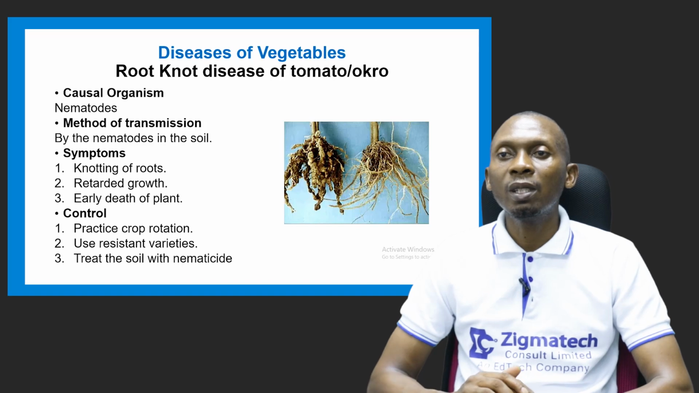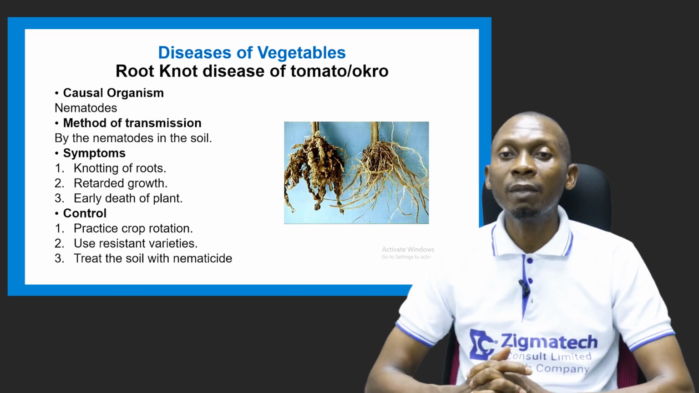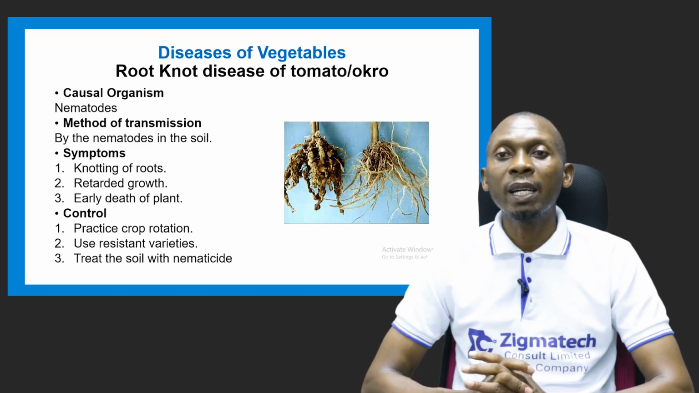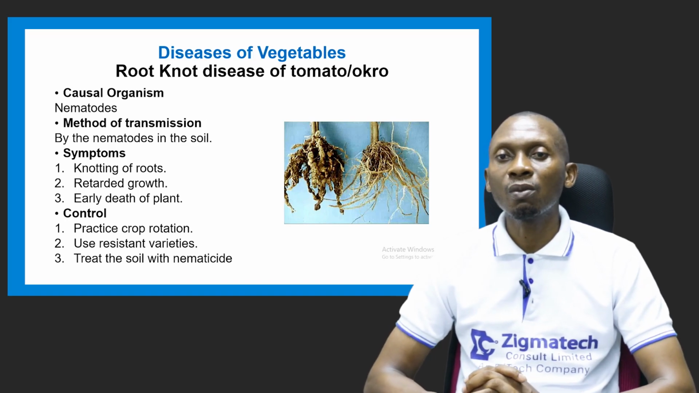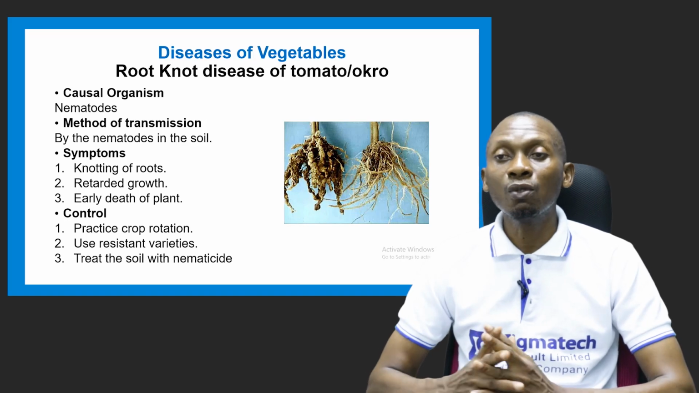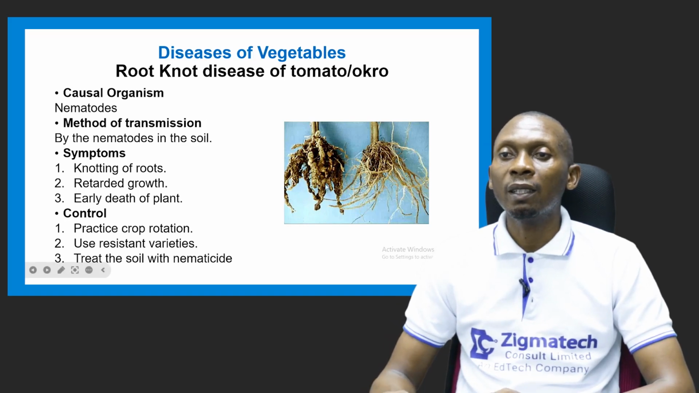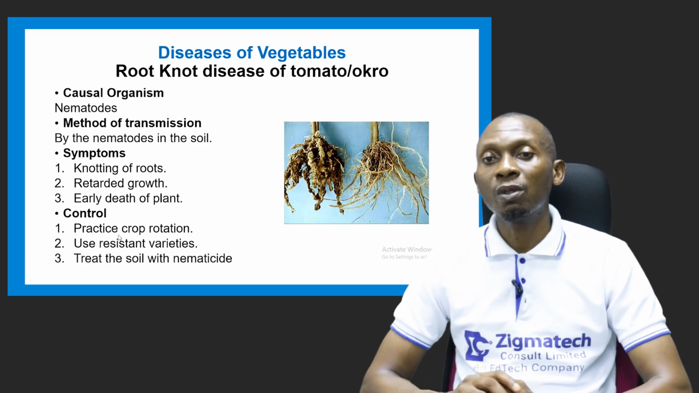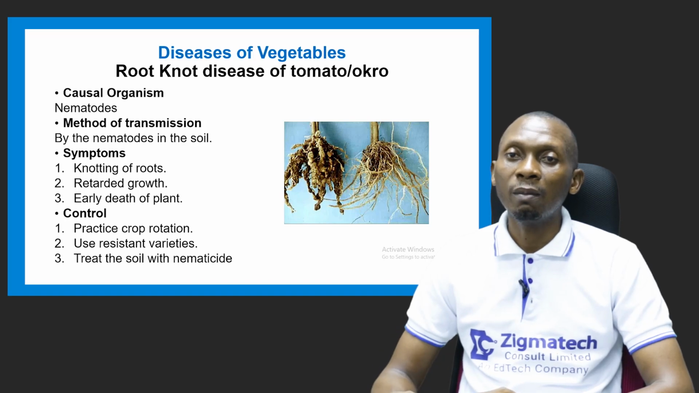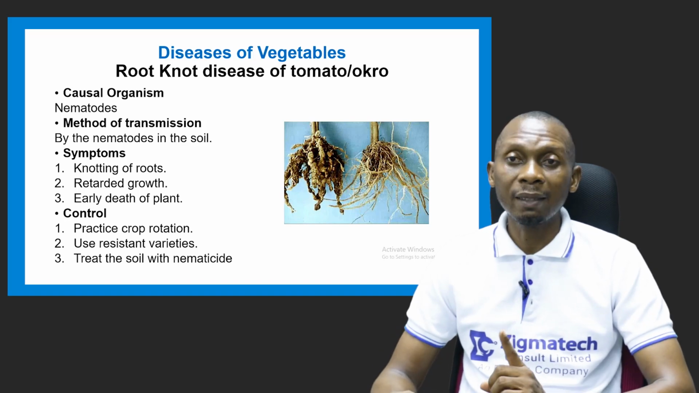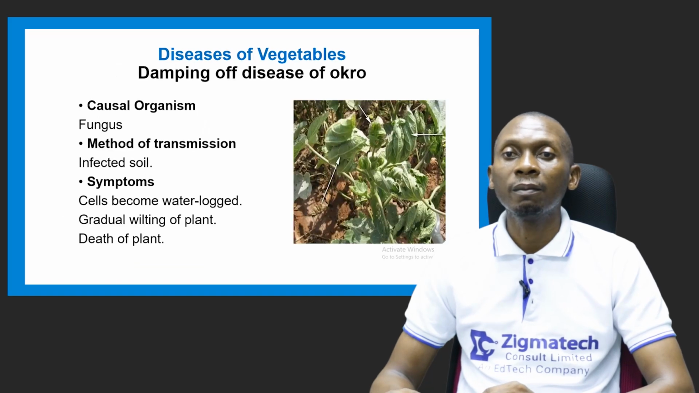So starting with root knot disease of tomato or okra, it is caused by nematodes and is spread by nematodes in the soil. And here we have knotting of the roots. We have retarded growth, you can see, and early death of the plants. Then for the control, you need to practice crop rotation. You should also use resistant varieties and treat the soil with nematicides that help to control nematodes.